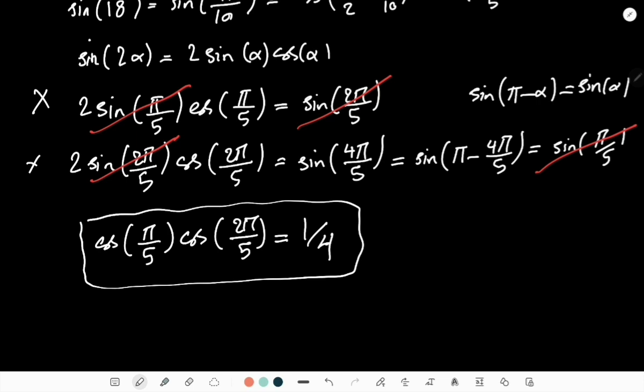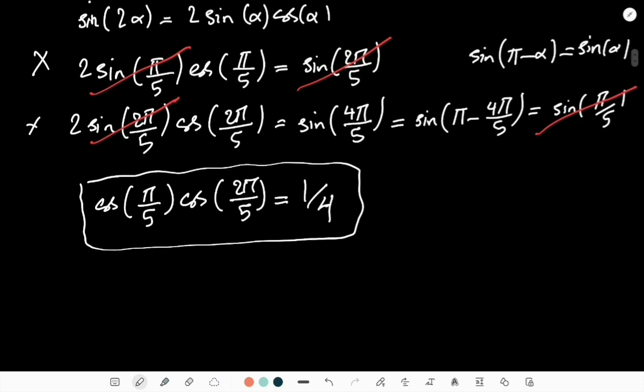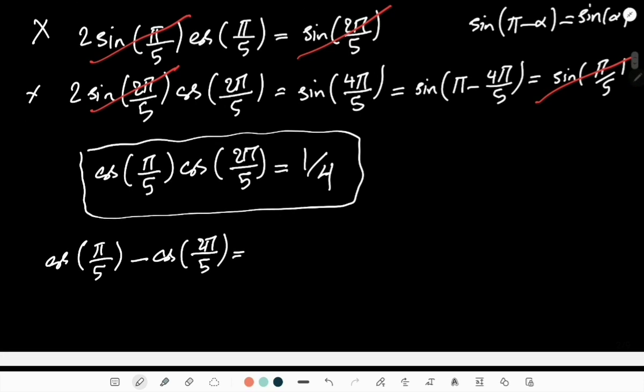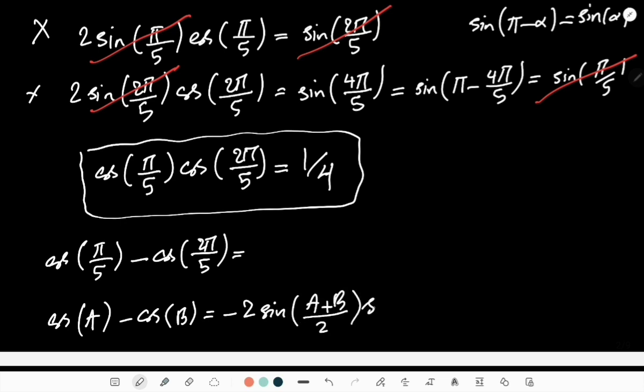is basically 72. So we have this guy, and then also I can write the following: cosine of pi over 5 minus cosine of 2 pi over 5, using again a famous identity, which is basically, maybe I can write it here for you guys. So cosine of A minus cosine of B is equal to minus 2 sine of (A plus B) over 2 times sine of (A minus B) over 2.